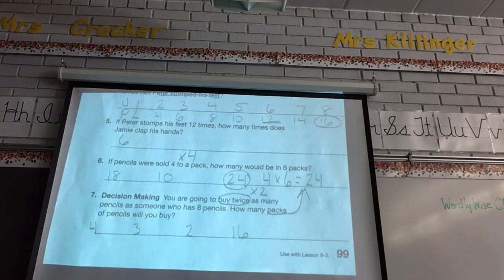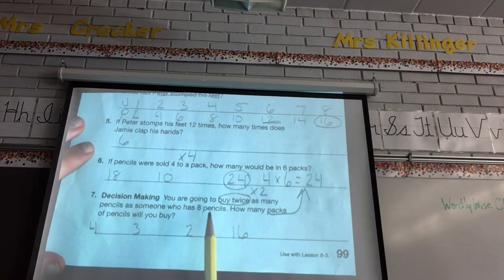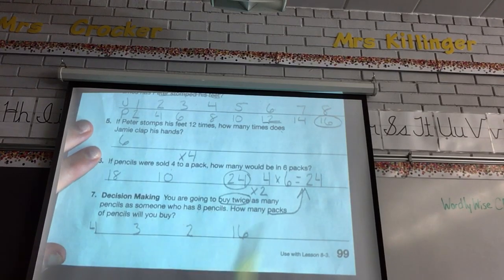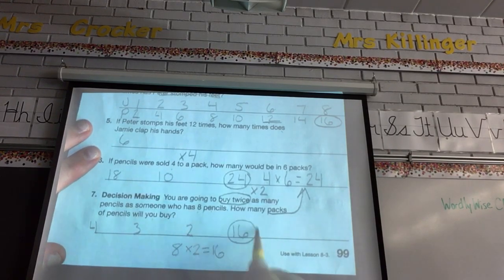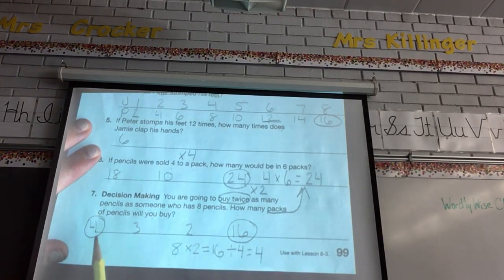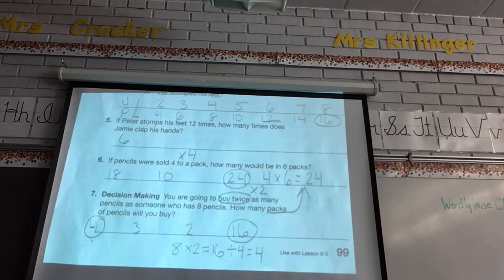Okay, so someone has 8 pencils, you buy twice as many, you have 16 pencils. Woohoo! But that's not the answer. Tried to trick you. How many packs? So you're going to take those 16 pencils and you're going to divide them evenly into 4 equal packs. Hope I didn't trick you.